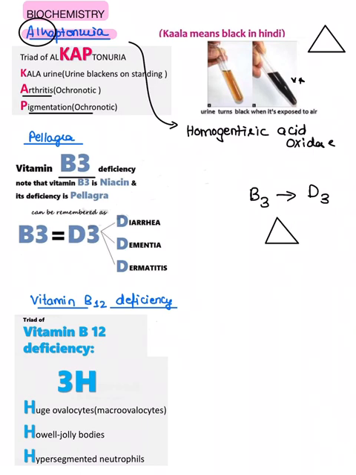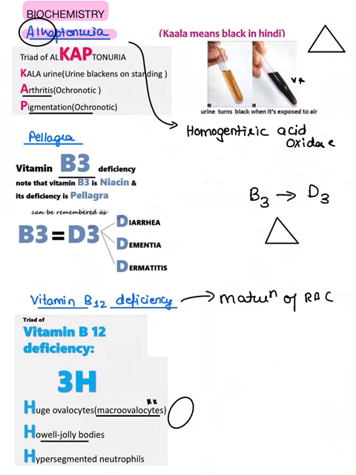Okay, now coming on to vitamin B12 deficiency. What does vitamin B12 deficiency cause? Basically it helps in the maturation of RBCs. So when you have defective maturation of RBCs, there will be macro-ovalocytes, meaning they are bigger than normal. The usual size is around 7.2 microns, so they are bigger than that.